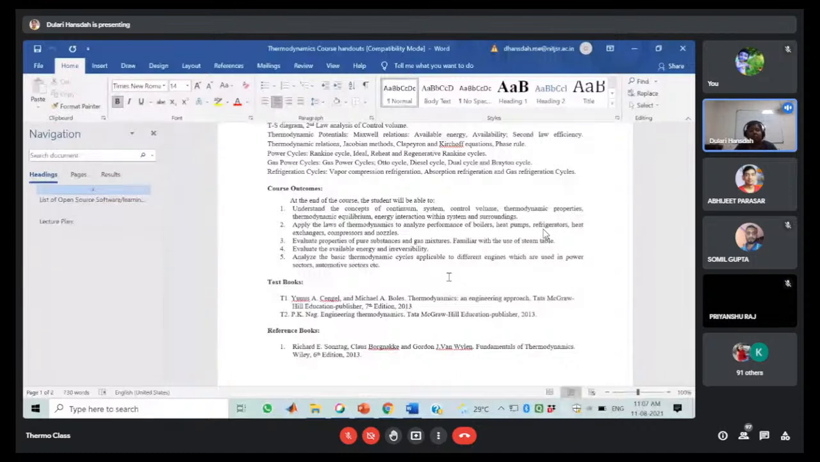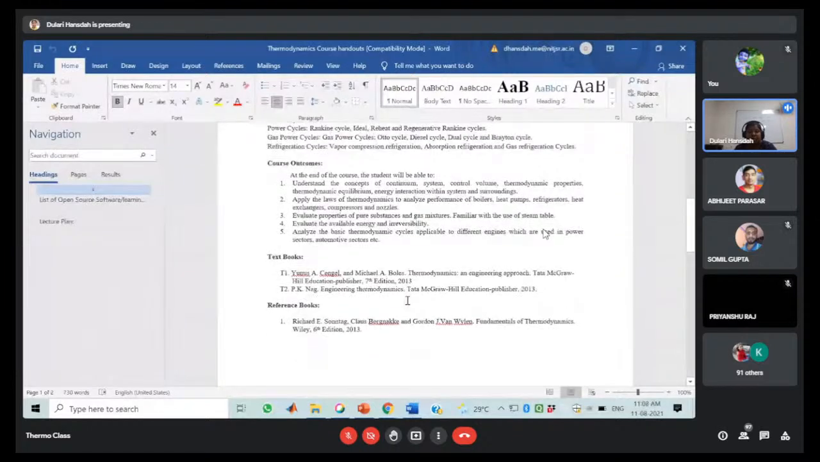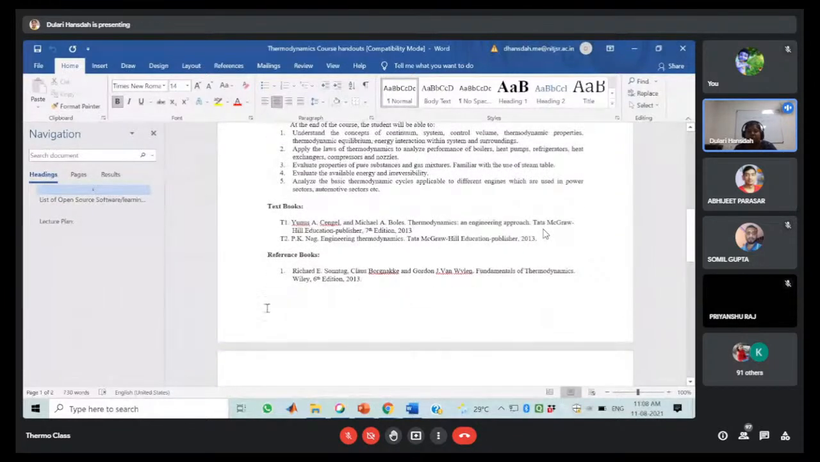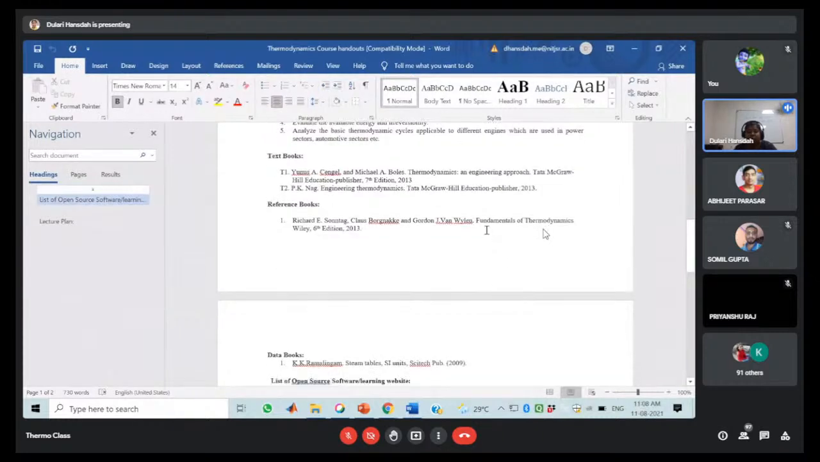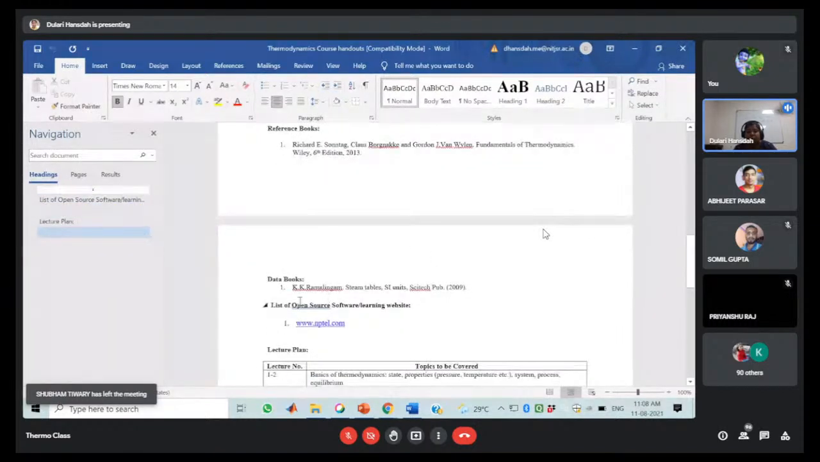Okay, so other than these textbooks, you can refer to the reference book. The reference book is Fundamentals of Thermodynamics, which is the Wiley publication. Then we will use the data book. All of you need to purchase this data book, the steam tables, that I have already told you. In the steam tables, you will also find the Mollier chart. On the backside of that steam table, the Mollier chart will be available.